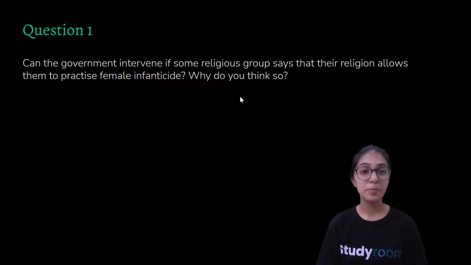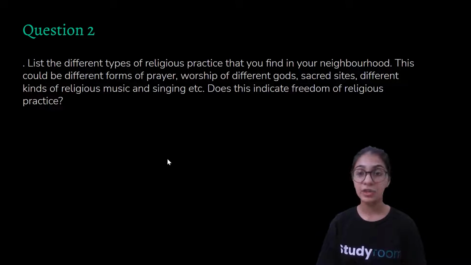List the different types of religious practice that you find in your neighborhood. This could be different forms of prayer, worship, or different gods, sacred sites, different kinds of religious music and singing. Does this indicate freedom of religious practice?